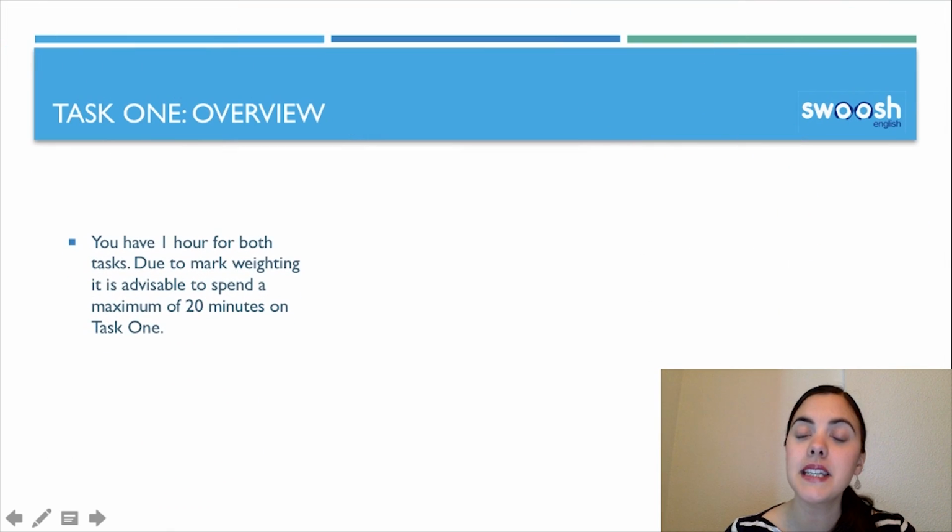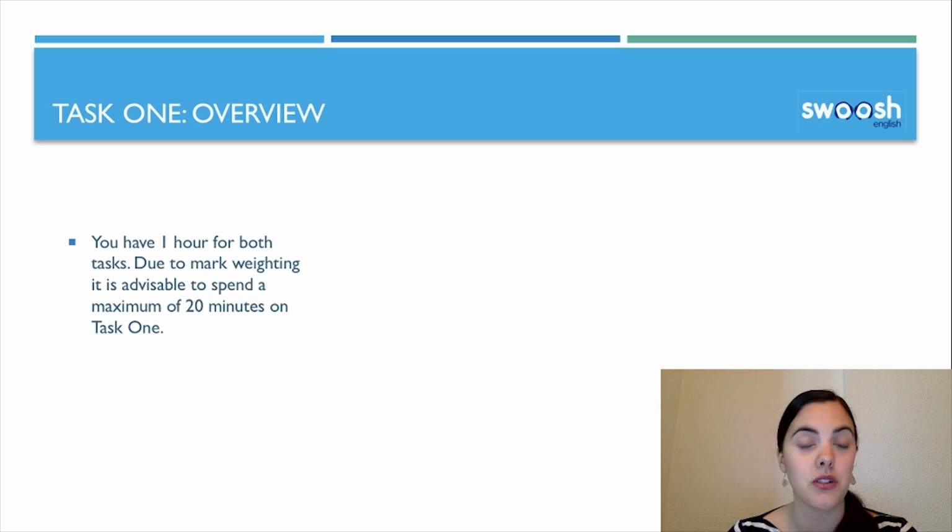So, basic information about Task 1. You have 1 hour for the writing paper as a whole and 2 tasks to do in that time. It's up to you to split up your time and cover both tasks, but due to mark weighting, it is advisable to spend a maximum of 20 minutes on Task 1. Task 2 is worth double the marks, so should receive double your attention.